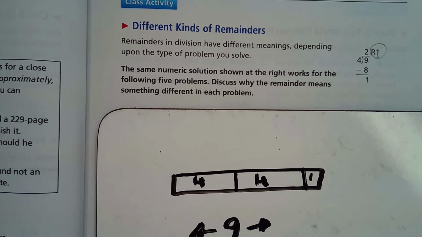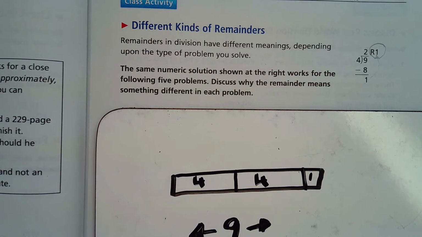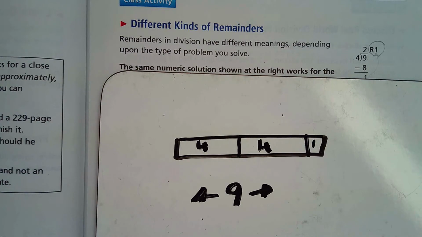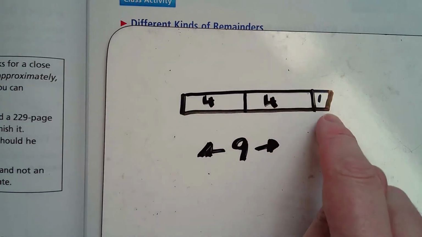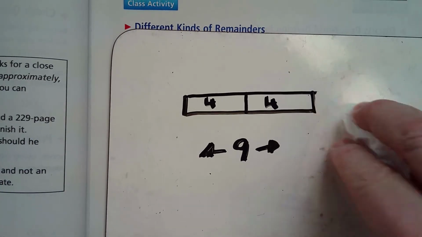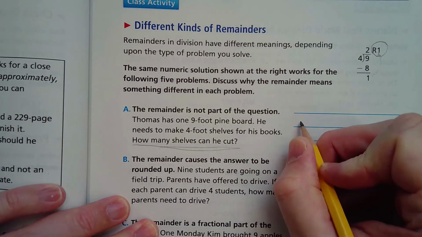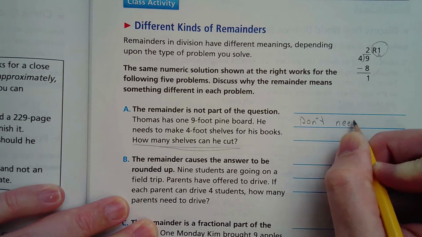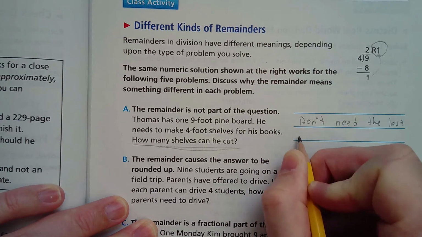Well, that's this problem here. This is 2 4-foot chunks with 1 1-foot chunk left over. And in this case, we just want to know how many shelves he can make. 1, 2. We don't care about the leftover piece of wood. It doesn't matter for this problem, because they're only asking us how many shelves can he cut. So in this case, we don't need the last piece of wood.